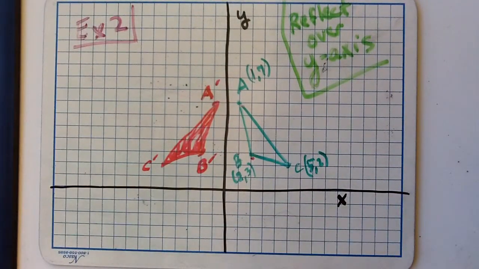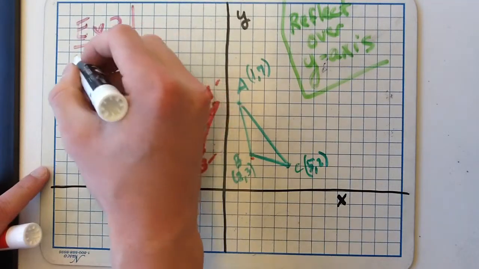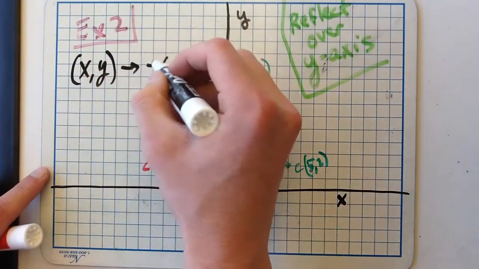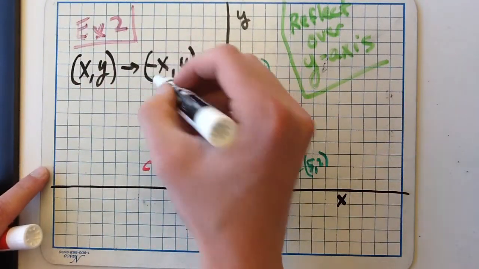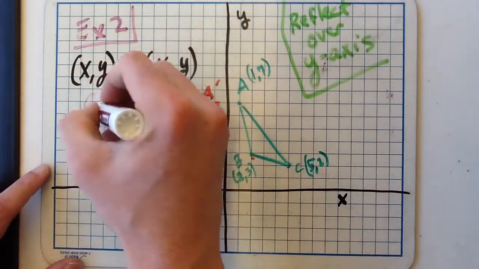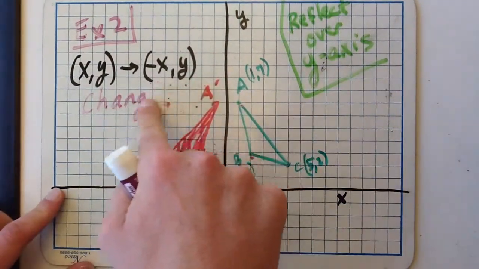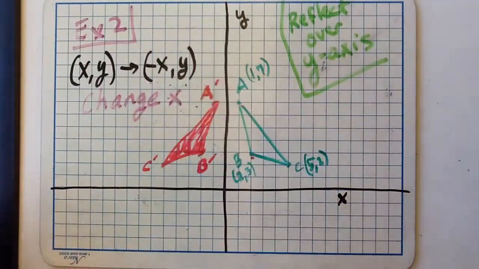Now, how can we represent this algebraically? Well, if you're reflecting over the y-axis, your x, y ordered pair will become negative x, y. Okay, so this is just the opposite of reflecting over the x-axis. If you reflect over the y-axis, we change the x to its negative.